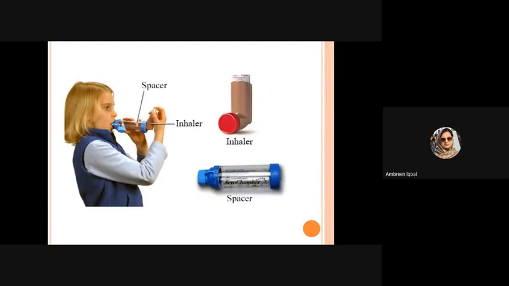This is a picture of a spacer inhaler. A spacer is used for children to ensure proper drug delivery. So we avoid using an inhaler alone; we use spacers along with inhalers.